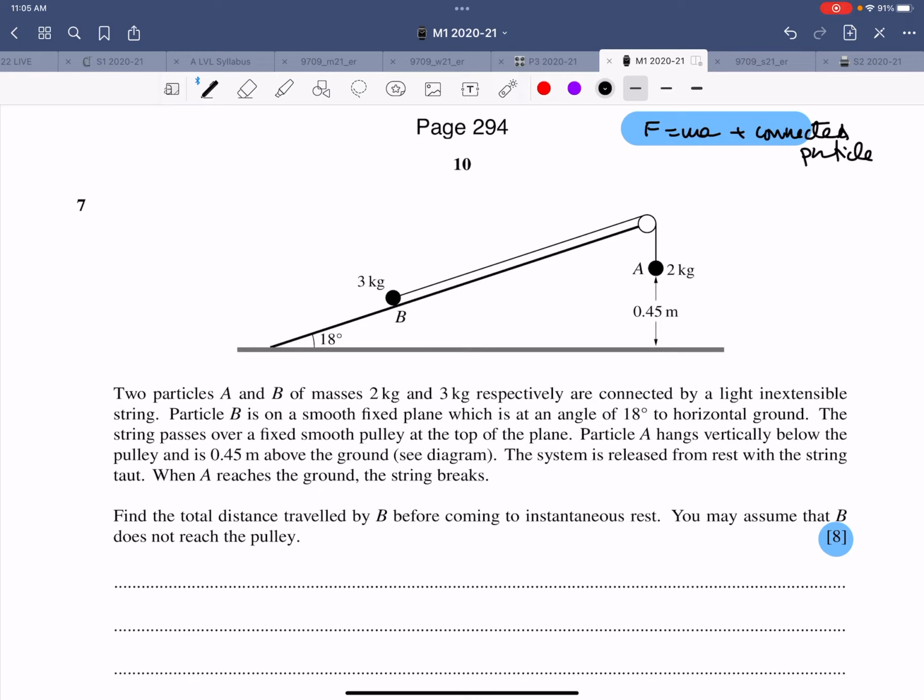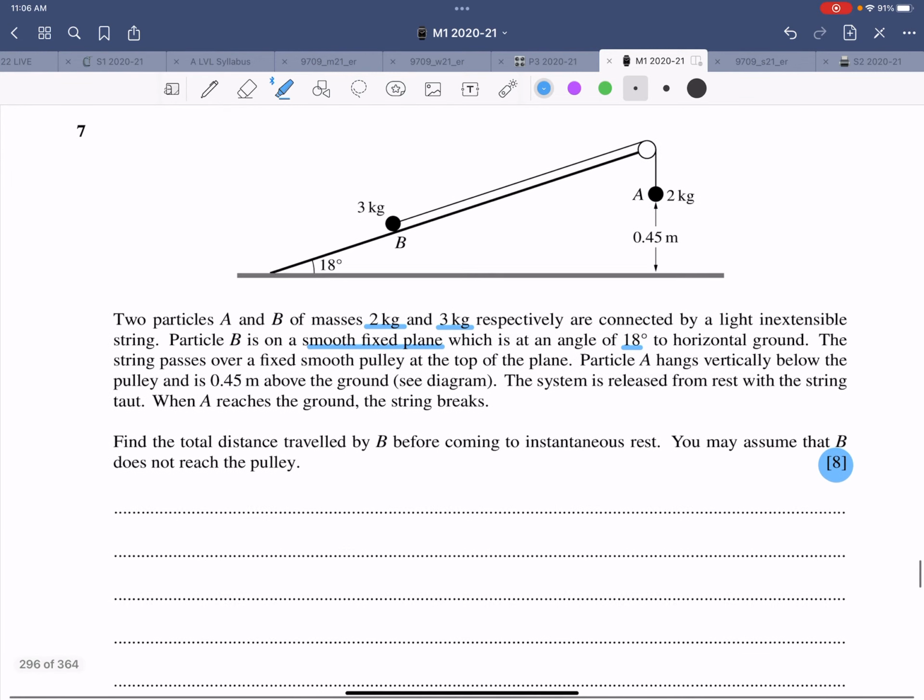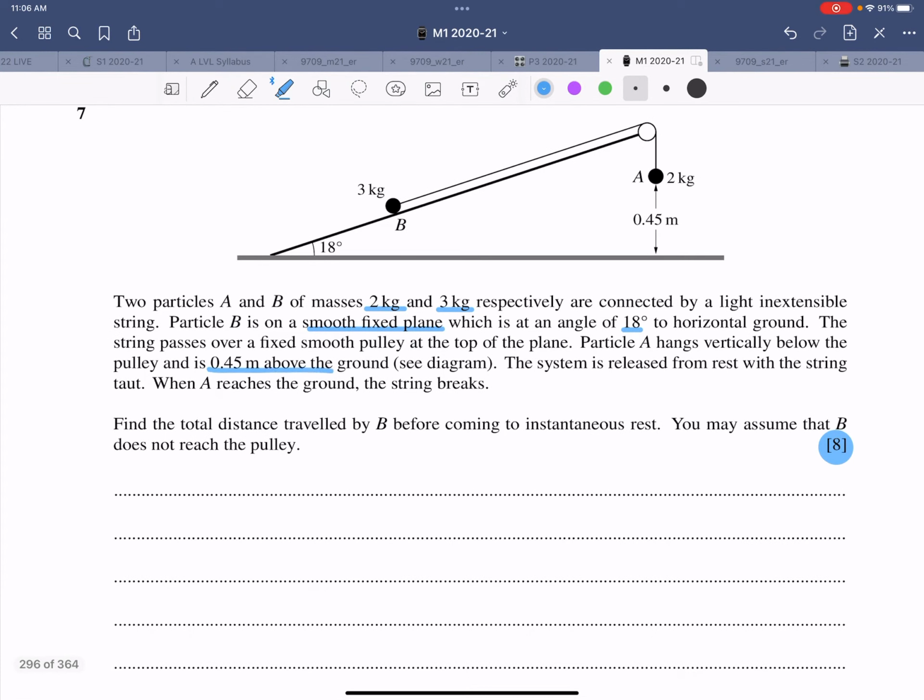And what is the first thing that you should notice? The first thing that you should notice is that it's a smooth fixed plane. Angle is 18 degrees, masses are 2 and 3, also seen over there. Distance is 0.45 meter above the ground. System is released from rest. String taut. When A reaches the ground, the string breaks. Or in some scenario, when the particle reaches the ground, does not rebound, string becomes slack. Remember that. Find the total distance traveled by B before coming to instantaneous rest. You may assume that B does not reach the pulley.